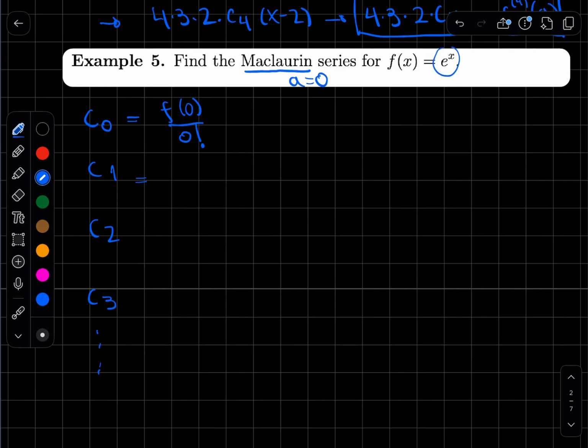So what's f of 0? It's e to the power 0 over 0 factorial. E to the power 0 is 1. 0 factorial is also 1. So C0 will be 1.